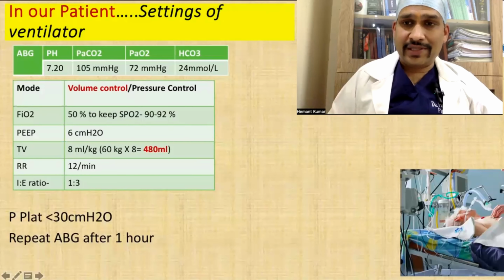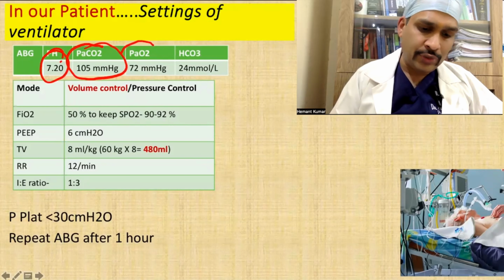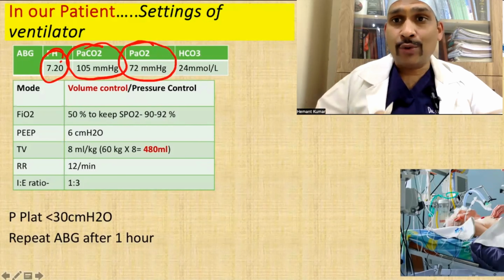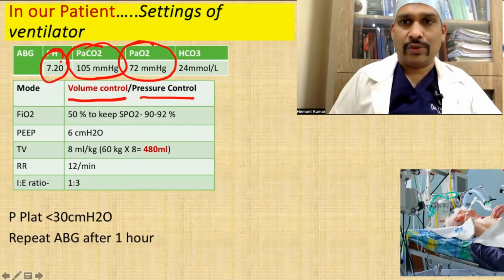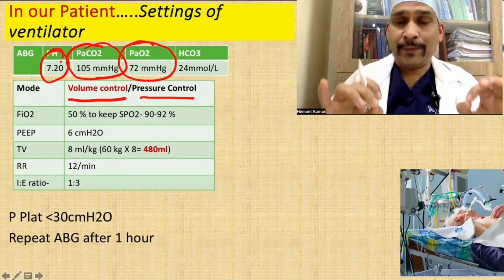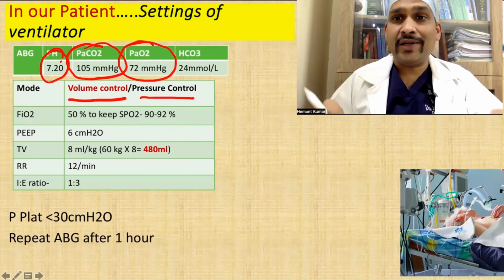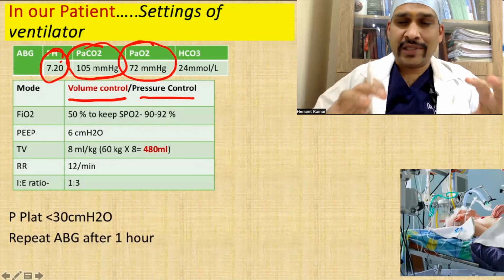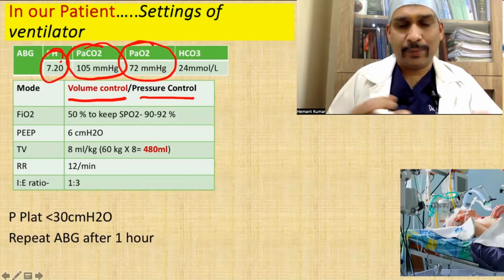So in our patient, when NIV failed, the ABG showed acidotic pH, PCO2 was 105, though PO2 was good. So now how to set the ventilator? We can use either volume control or pressure control. But I prefer volume control because we have to keep watch on tidal volume, since we want to prevent auto-PEEP. We can see how much tidal volume we are giving in volume control because we have to set it.